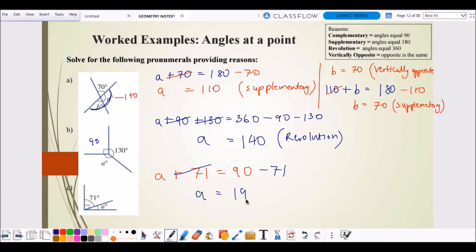Okay, and as I mentioned before, because it equals 90 degrees, the reasoning behind it is complementary. So you'd write in brackets, complementary.